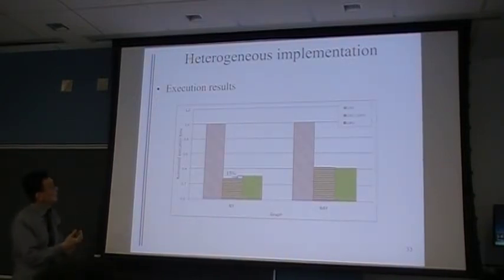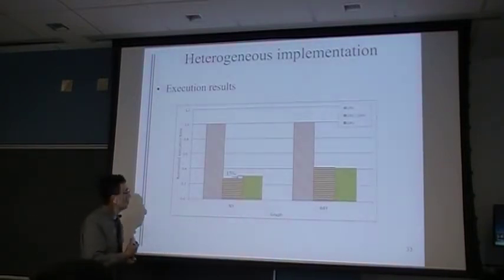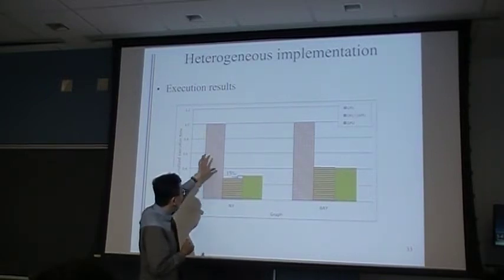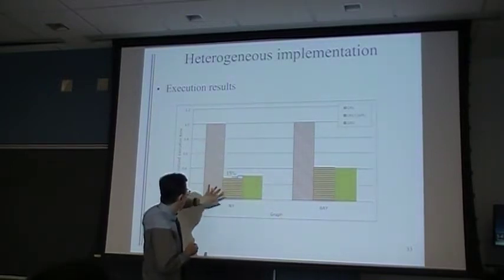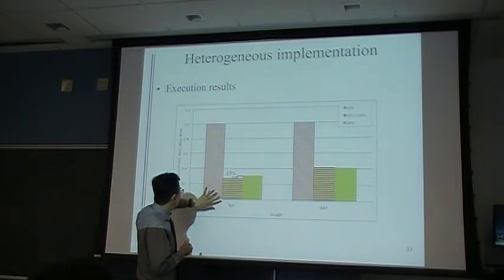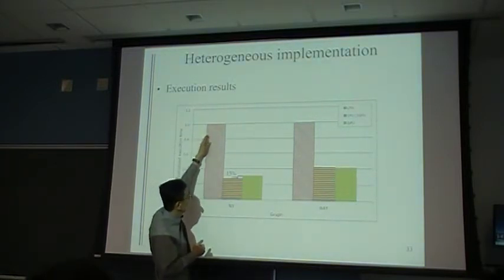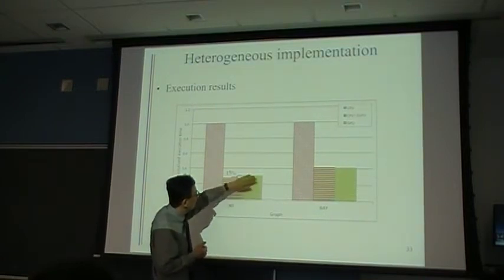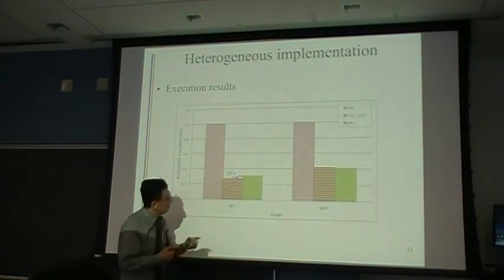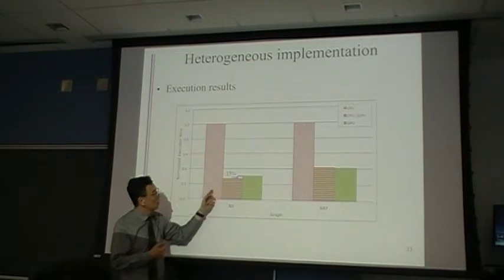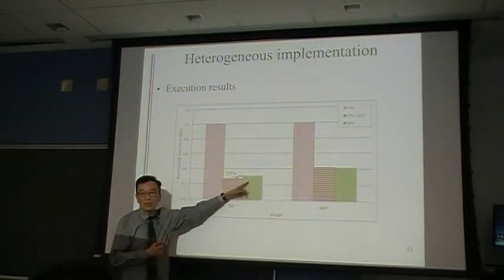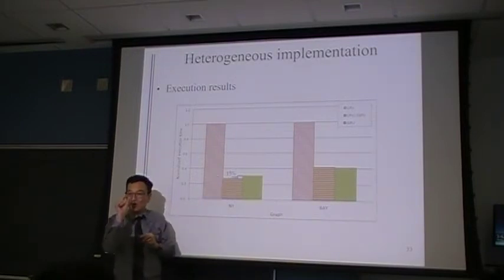So the interesting part is that if I just use the CPU all the way through, then I have a kernel, I have an execution time. If I use the GPU all the way through, I have an execution time. But if I choose between the two, I can actually do a little bit better than the GPU, okay? Because I'm using the CPU for the smaller frontiers.